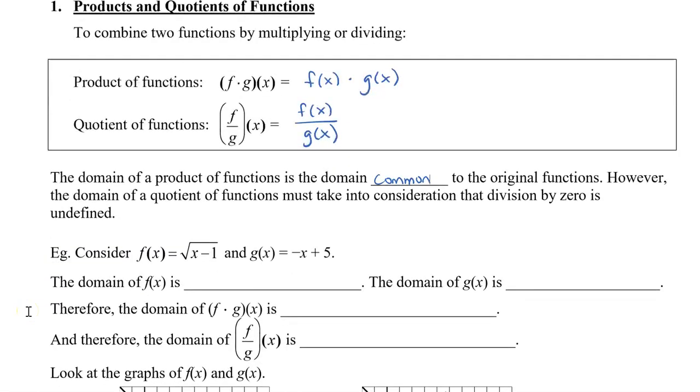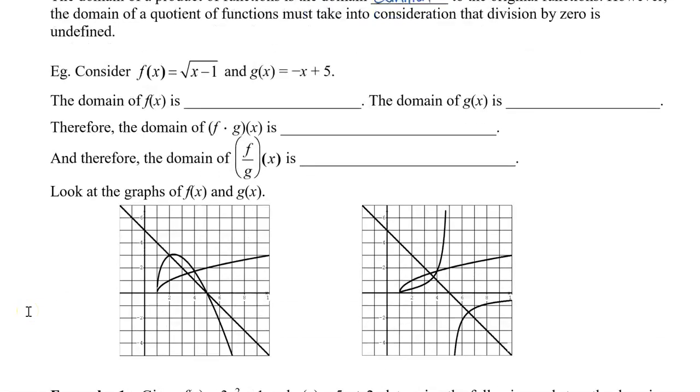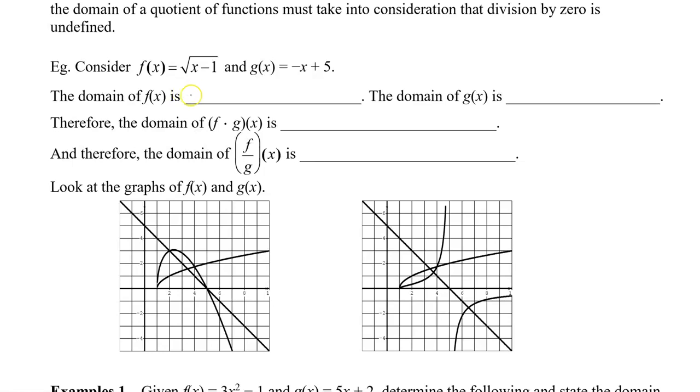Let's take a look at an example here. So we have f(x) equals the square root of x minus 1, and g(x) equals negative x plus 5. The domain of f(x), since we have a square root, we know that we have to take the square root of a non-negative number, so x has to be greater than or equal to 1, but it can be all real numbers otherwise. The domain of g(x), since this is a line, x can be anything, all the real numbers.